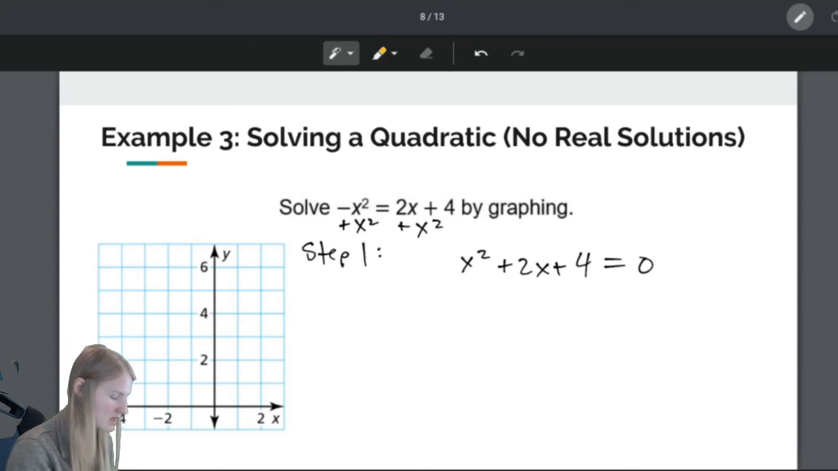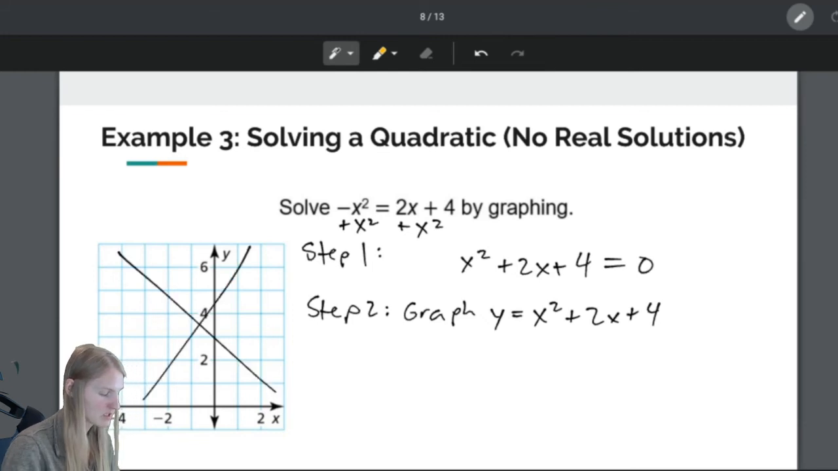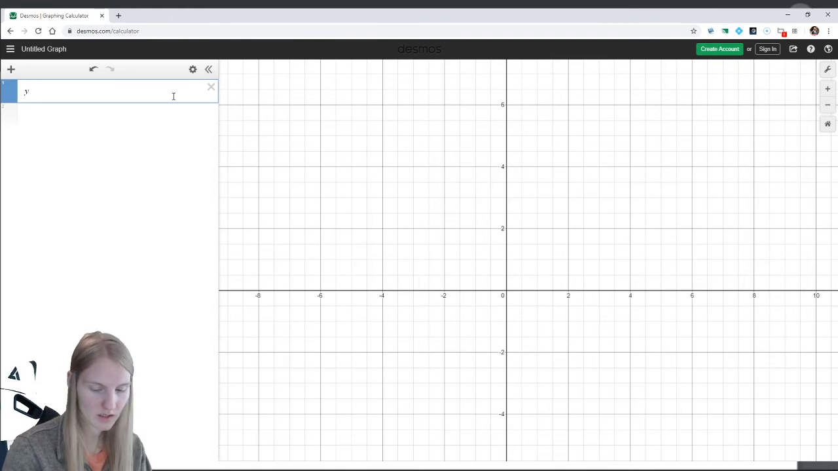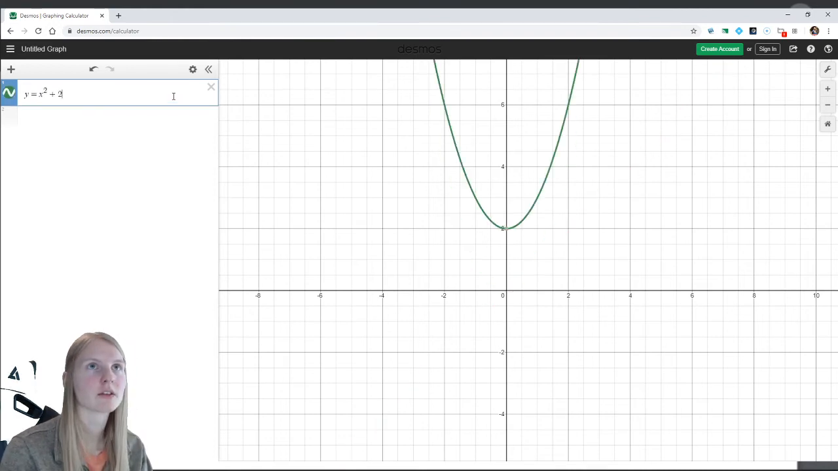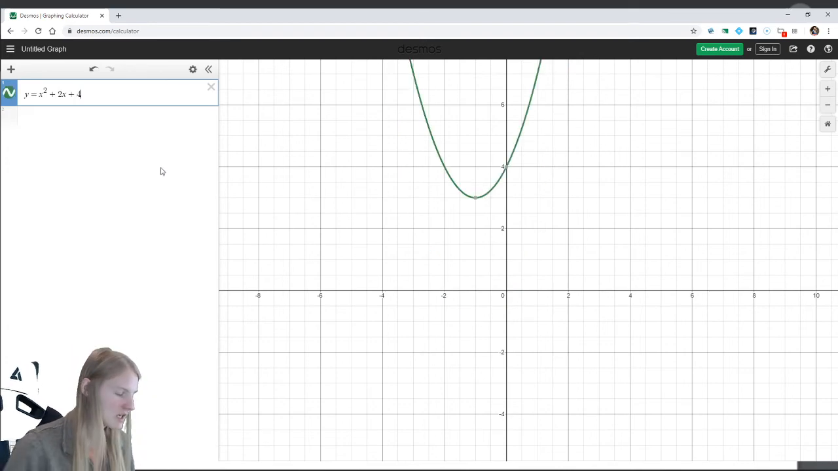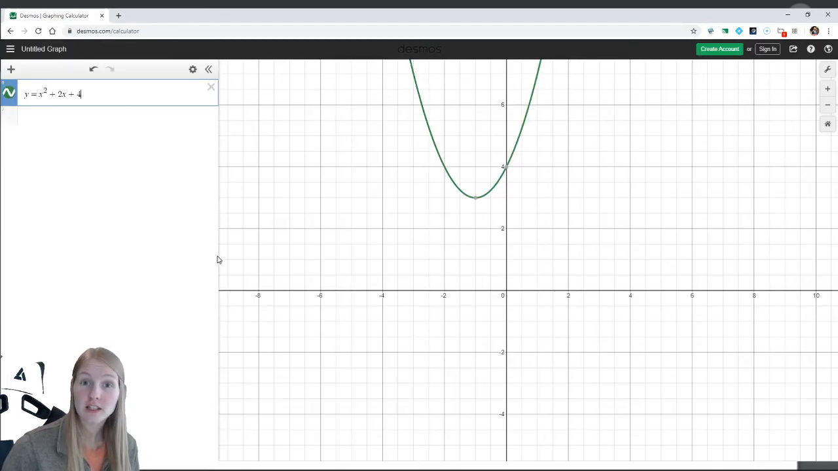So, awesome. Step 2 is to graph, you guessed it, y equals x squared plus 2x plus 4. We're going to use Desmos, not this. So let's switch on over to Desmos, and let's type in what we want. We have y equals x squared plus 2x plus 4. And there we go. Okay. So remember that step 3 was to find the x-intercepts. So, let's look for them. Here's the x-axis, and, oh!